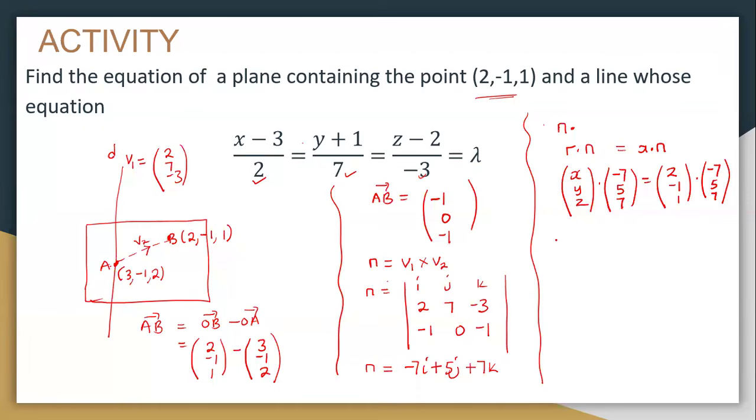First complete for us this now. So when we dot this side, what shall we have? We shall have negative 7x plus 5y plus 7z equals, there we shall have negative 14 minus 5, then plus 7. Okay, and what shall we end up with? Let me compute and see.